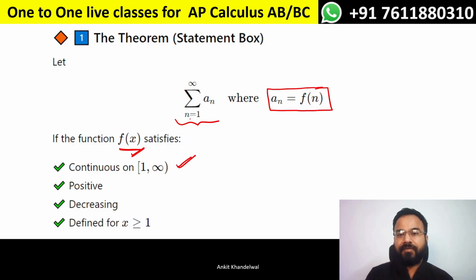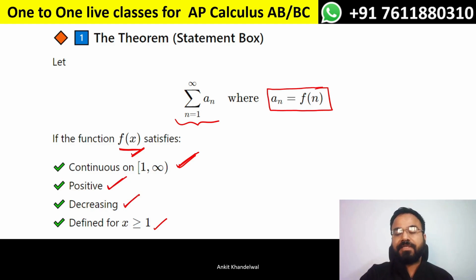Now, a very basic condition is that this function has to be continuous in the interval wherever it is starting. Like if it is starting from n equal to 1 to infinity, the function should be continuous from 1 to infinity. The function should be positive, meaning the graph should lie above the x-axis. It is decreasing and defined for all values of x greater than or equal to 1. Although continuous and defined are the same thing over here, since if it is defined it is always continuous. So these three conditions should be met: it should be continuous, positive, and decreasing.